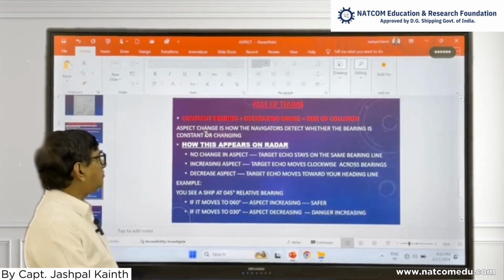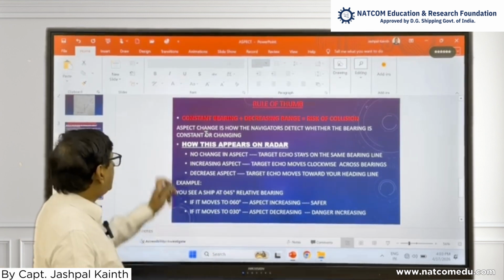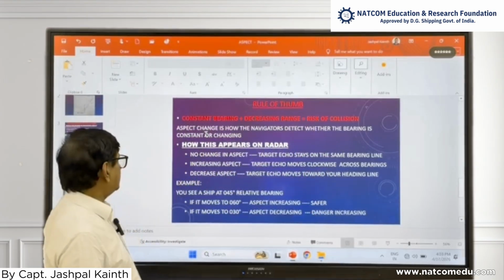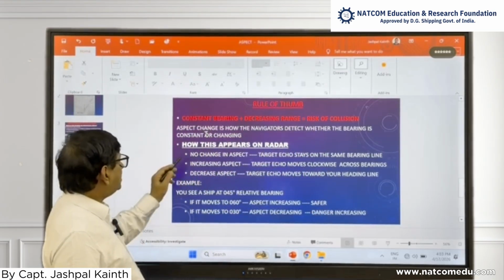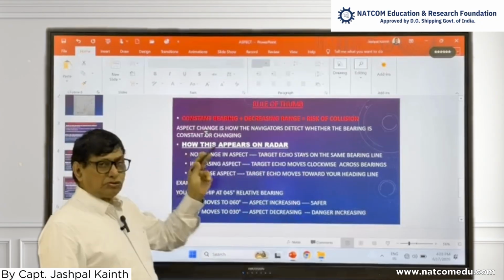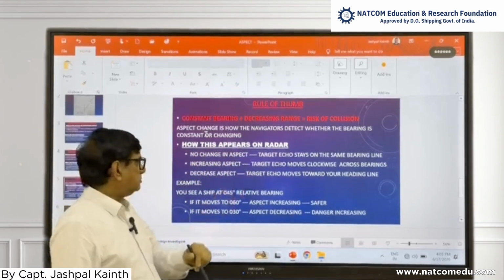So you have a thumb rule: if you see constant bearing plus decreasing range, that means there is a risk of collision. Now, aspect changing is how the navigator detects whether the bearing is constant or changing. That means how this appears on the radar.